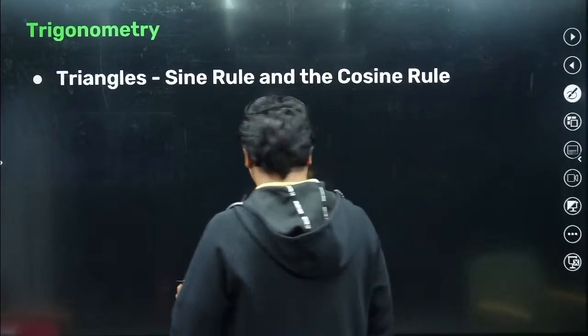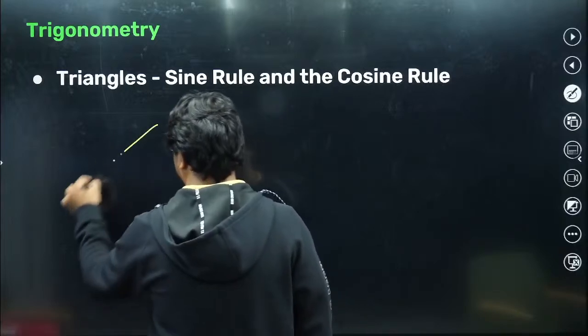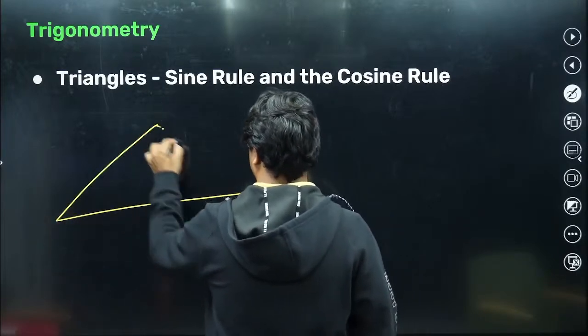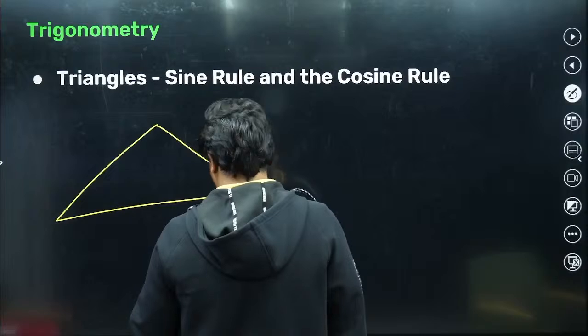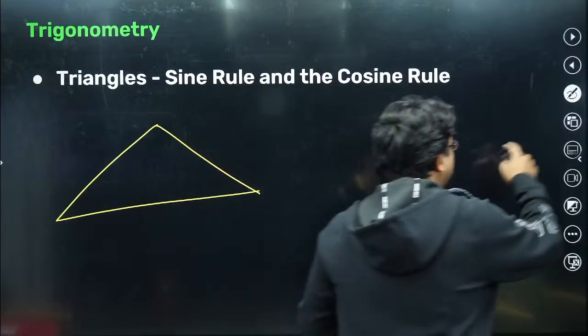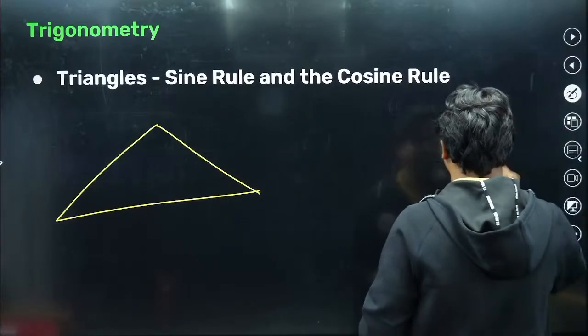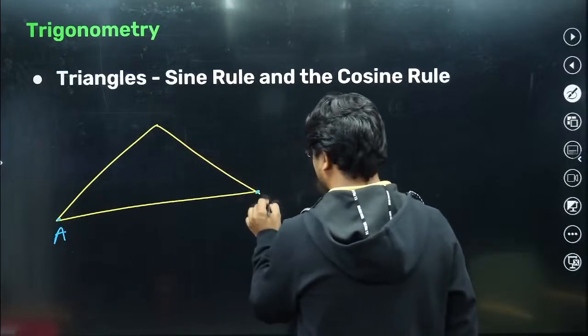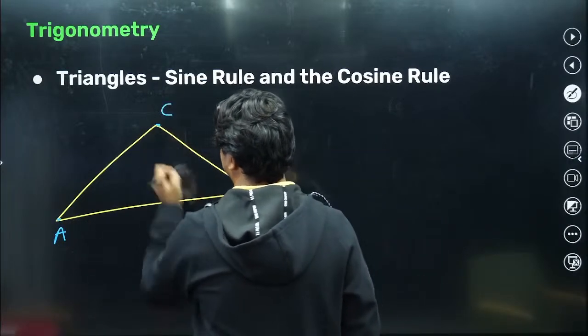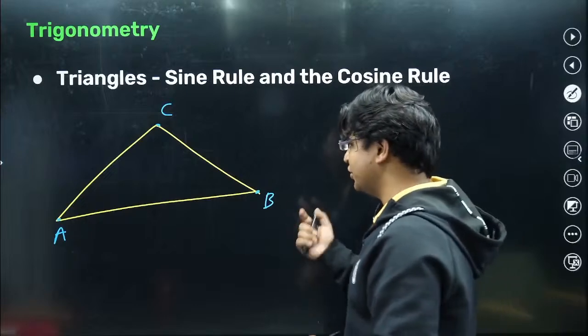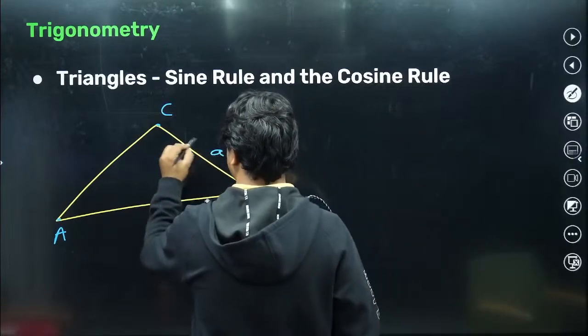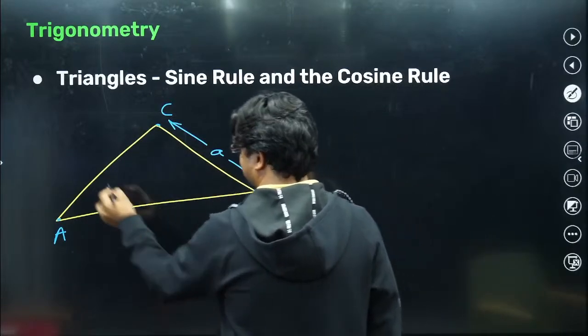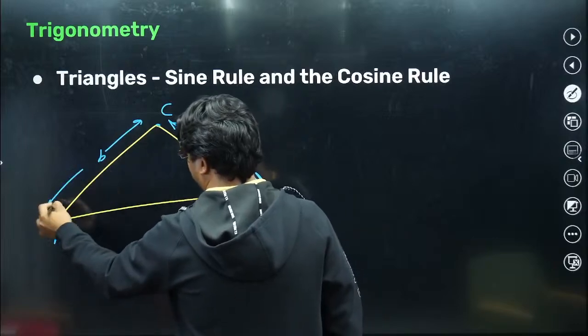Let's say we have a triangle like this. Let's say this is A, this is B, this is C. According to our way of naming, we will name this side as A, this as B, and this as C.